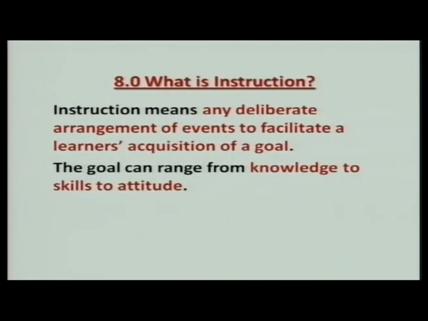Now, coming to the second part, till now I have discussed learning. Coming to the second one, what is instruction? Instruction means any deliberate arrangement of events to facilitate a learner's acquisition of a goal. Any deliberate arrangement of events. That means deliberately you can arrange some events. Why? Because you want to facilitate the learner to achieve the goal.